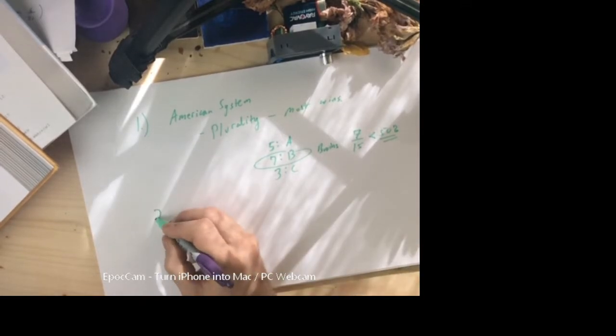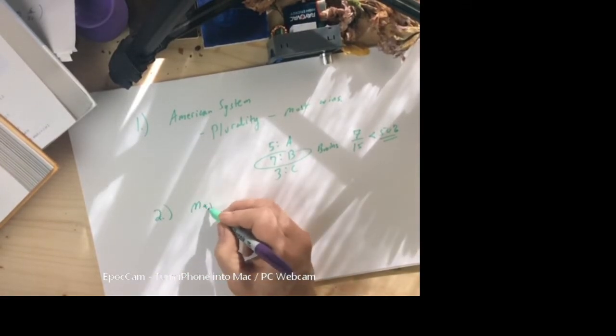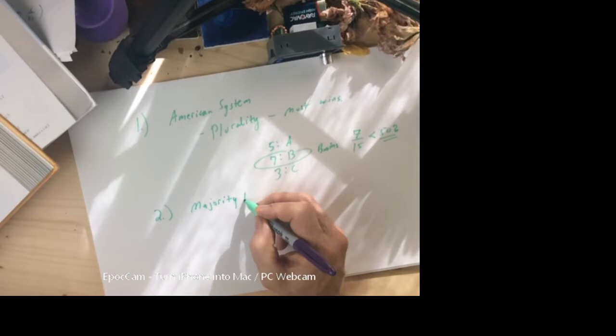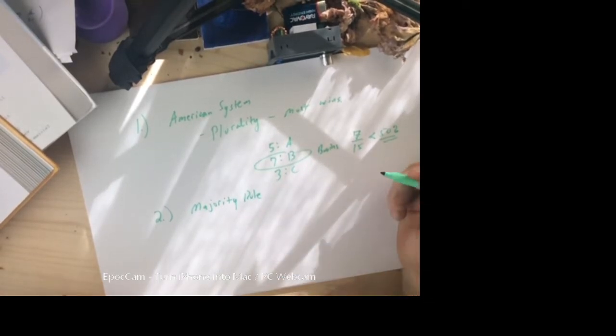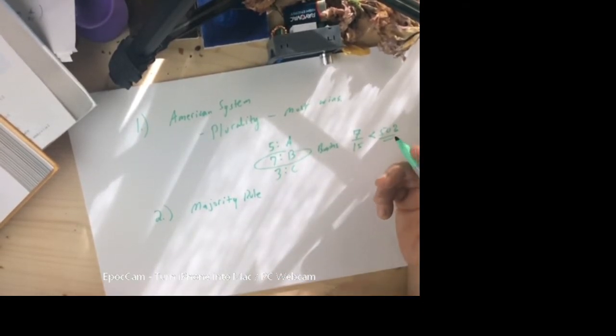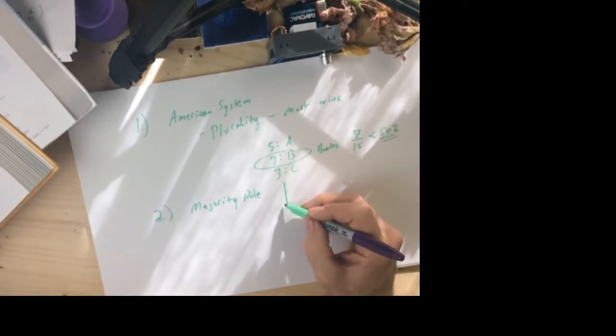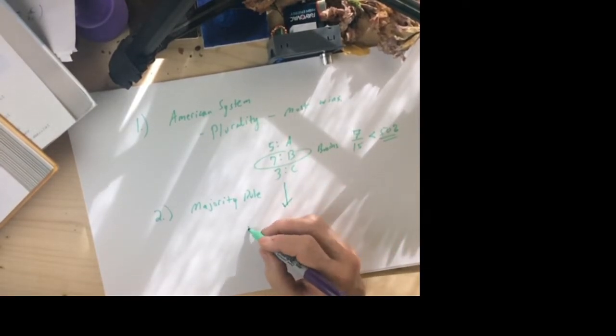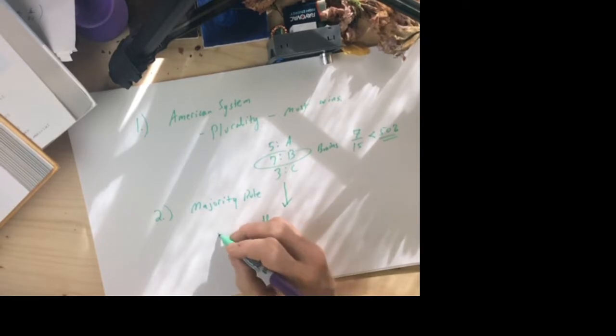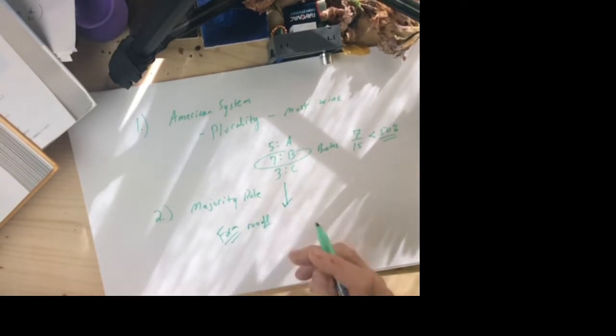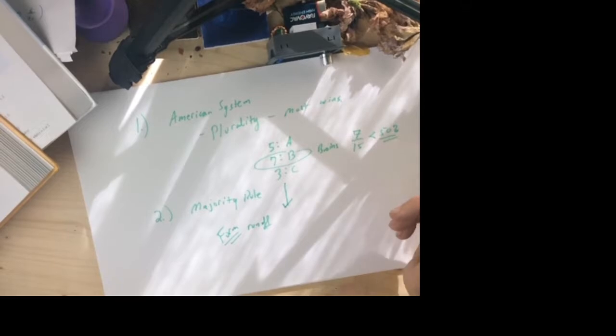Now, there's another form of election called majority rule. And it says you must get a majority of the voters. Well, that leads this situation to some sort of runoff. Now, in some places, they just let all the candidates run again, and then they have a vote.